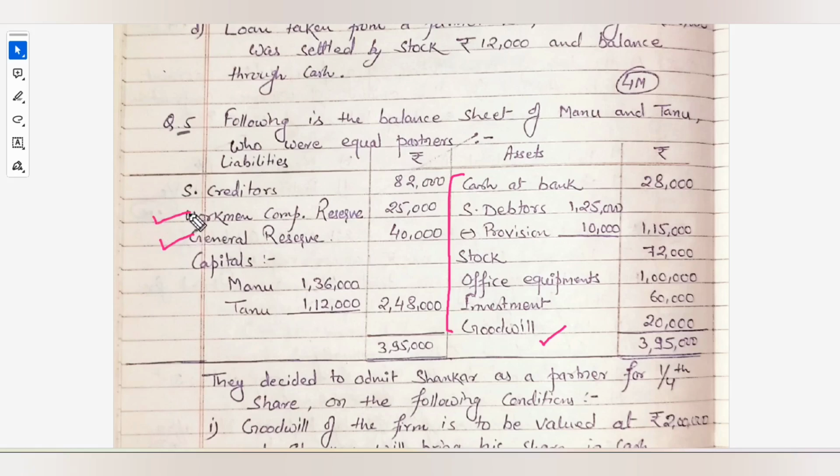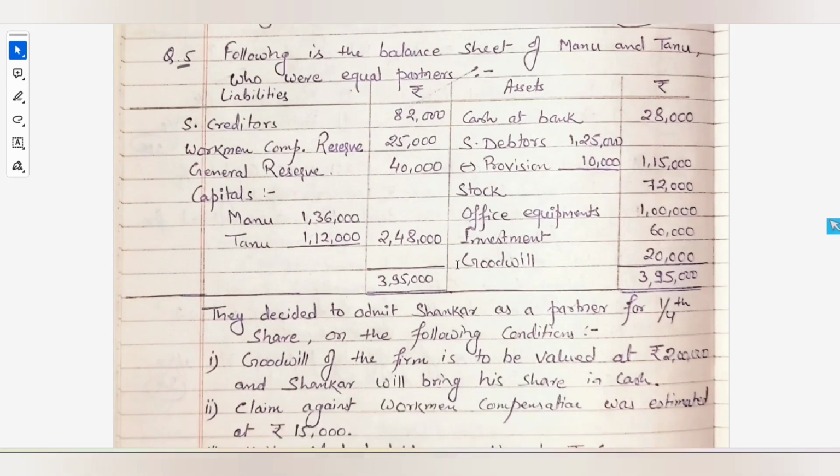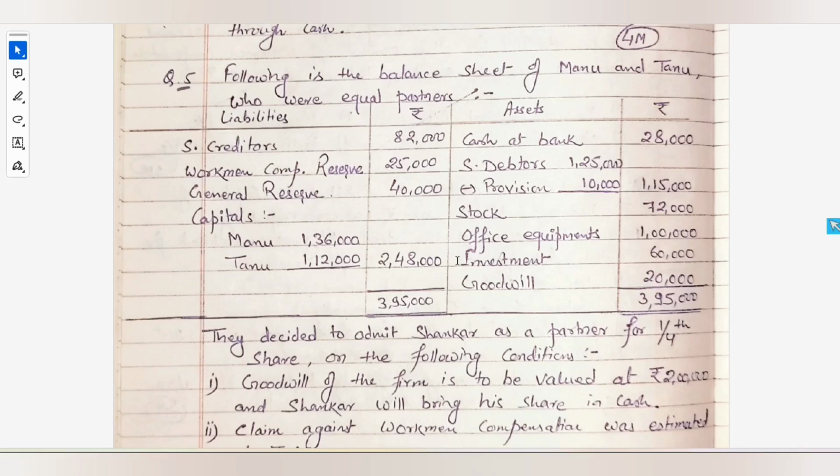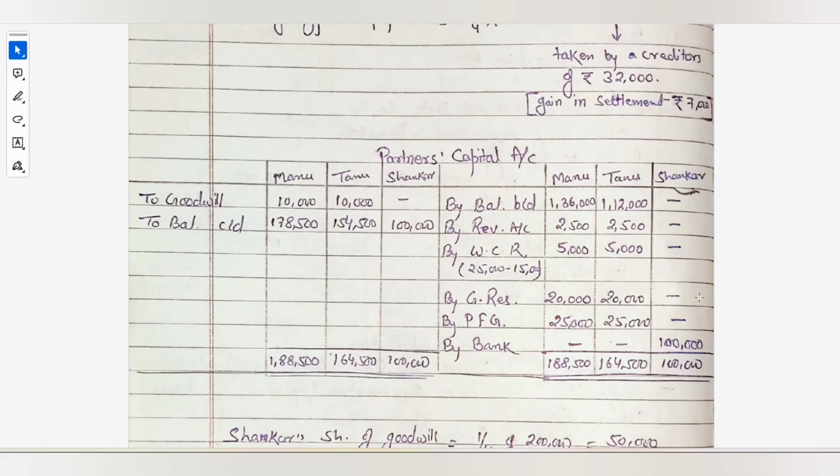Workman compensation reserve is also a distributable item, but some terms and conditions are applied. If workman compensation reserve remains after the adjustment of the compensation claim, that means the surplus amount of reserve will be distributed between the partners in their old ratio. So here we can distribute reserve as well as write off goodwill, but before distribution of the workman reserve, we need to go through the amount of claim given in the question, and the claim is rupees 15,000. That means we can distribute only rupees 10,000 from workman compensation reserve.